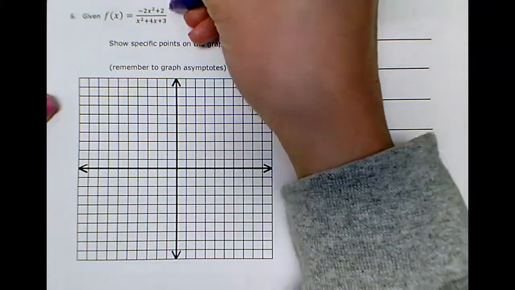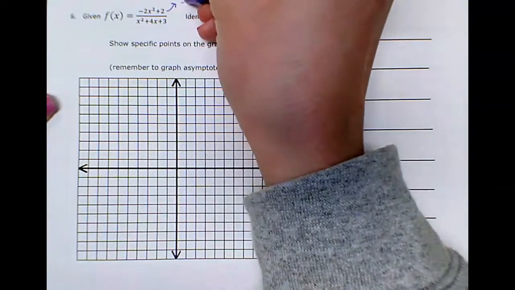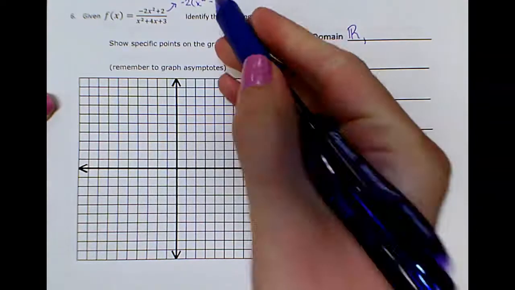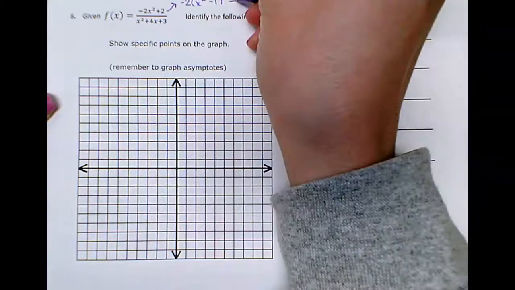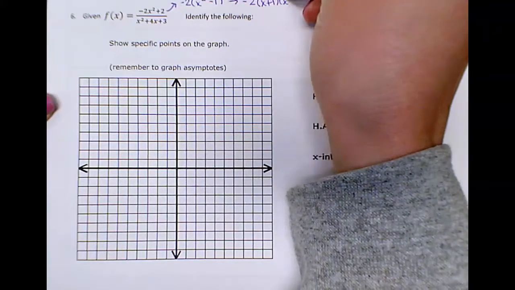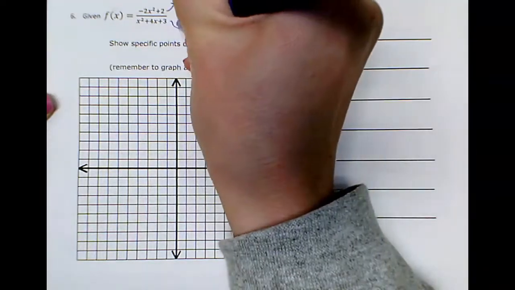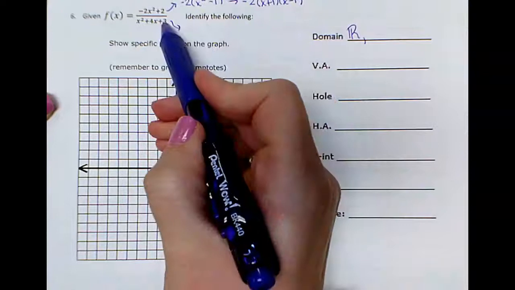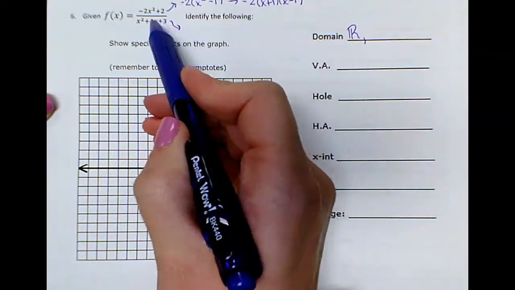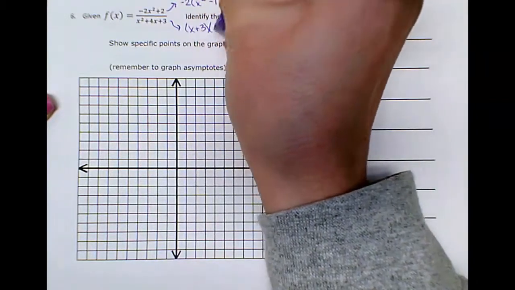So if I factor the numerator, I can take out a GCF of -2. I'm left with x squared minus 1. That's a difference of squares, so this can be factored again to be -2 times x plus 1 times x minus 1. The denominator, I need two numbers that multiply to be 3 but add to be 4. Well, 3 times 1 is 3, and 3 plus 1 is 4. So x plus 3 and x plus 1.